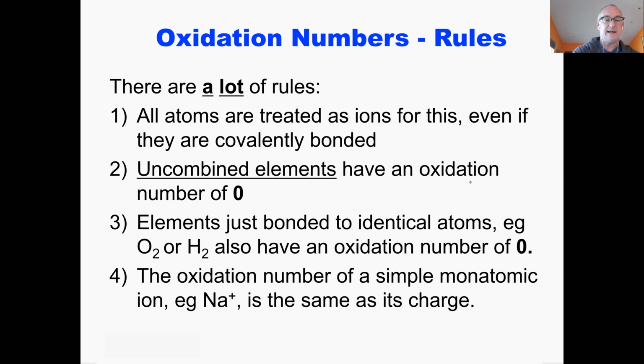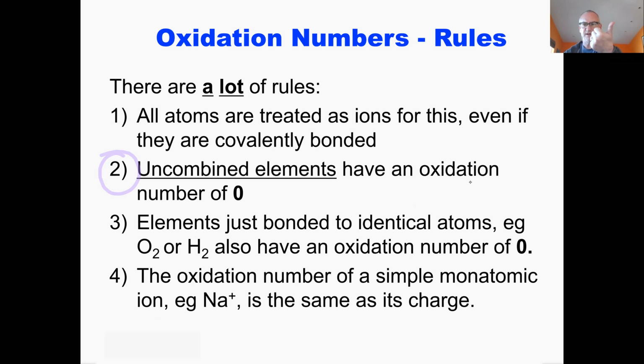Now, uncombined elements, like I've been saying, any element that's in the presence of nothing else but other atoms like itself. So metals sharing metallic bonds, or diatomic elements, those are all going to be 0.